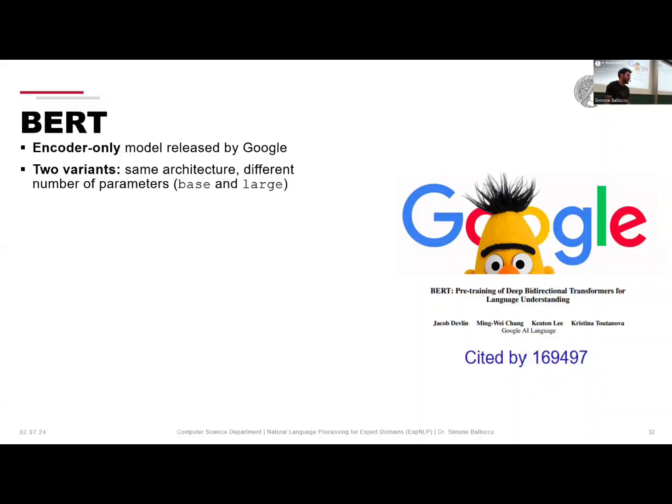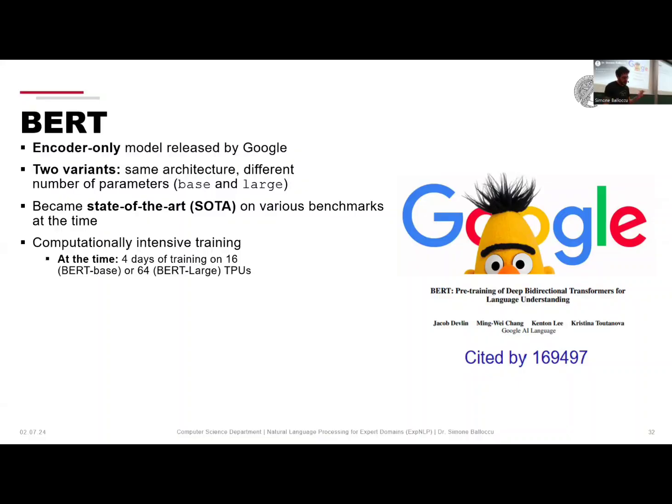It has two variants, so there are two BERT models. In theory, now there are many more, but when it was released, there was BERT base and BERT large. And as you can guess from the name, one is larger. It became state-of-the-art on various benchmarks at the time. This is one very cool thing, where you realize that something works in NLP: when you don't show that you improve by 2% on one specific benchmark, but across the board, on all the famous NLP benchmarks, you become the new state-of-the-art almost every time.